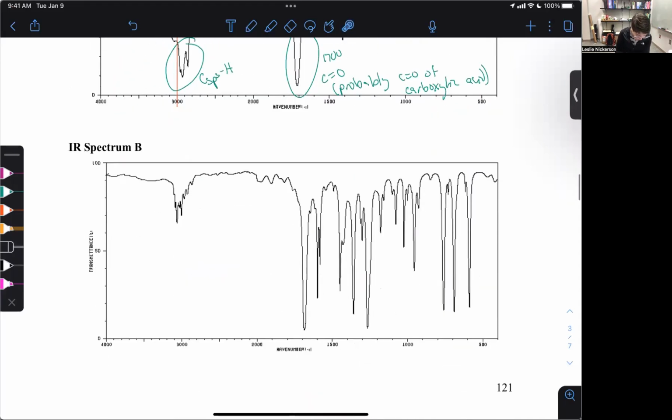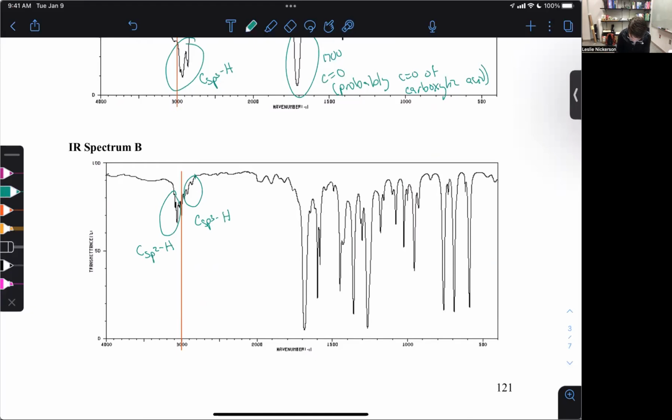So let's move on to B. I might not do all of these, but I'll do a few. I'm going to try to draw my line. Thank goodness it does it for me. Using that line, and I would actually use a ruler or something, over here, since it's directly to the left of 3000, that's going to be my sp2 carbon to H. And then on the other side, we probably have some amount of sp3, because otherwise it wouldn't be there at all. So we probably have a little bit there.